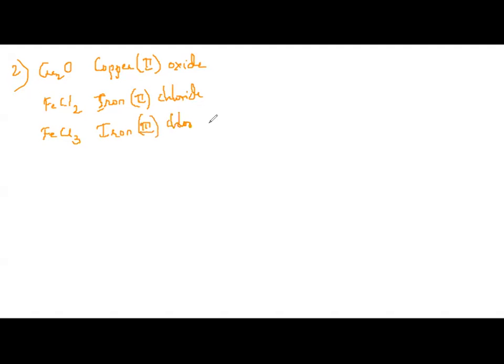Otherwise, in common nomenclature, FeCl2 is called ferrous chloride, and FeCl3 is called ferric chloride. Is that right?